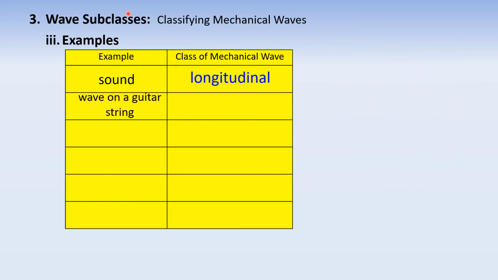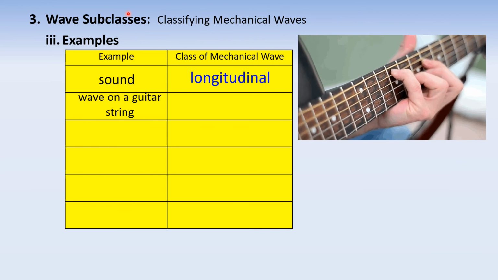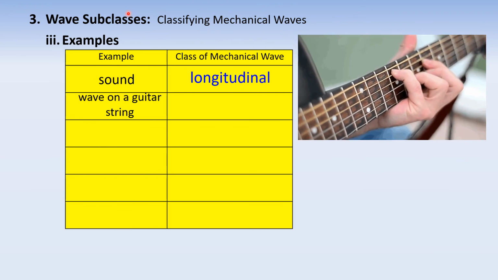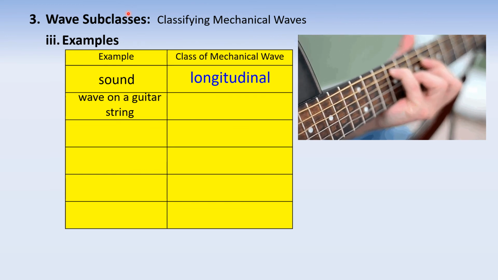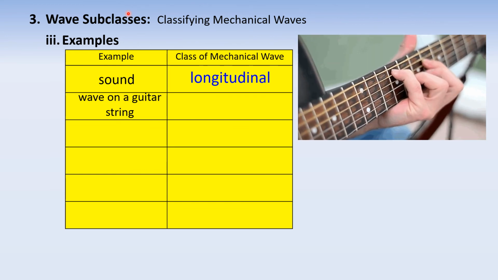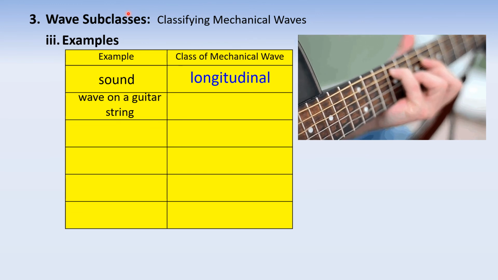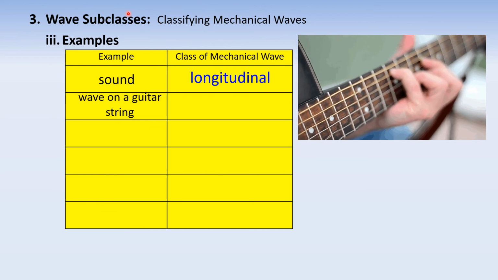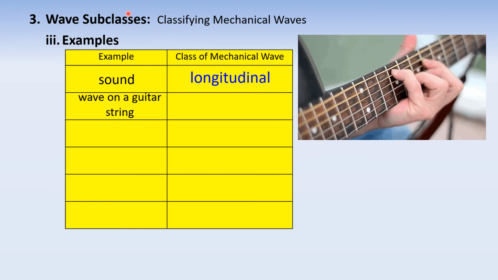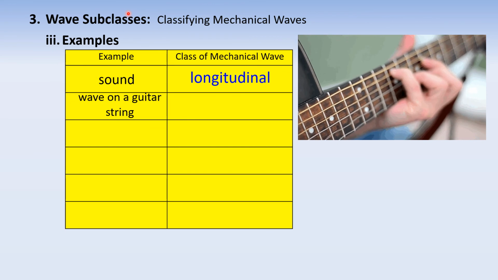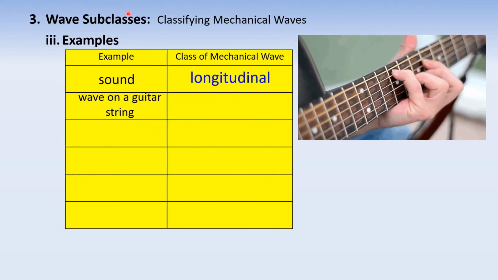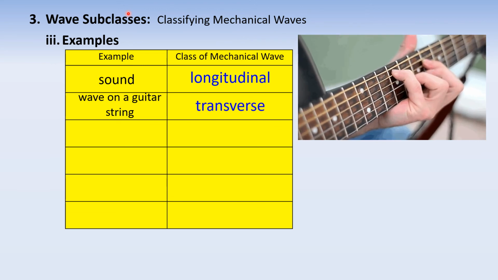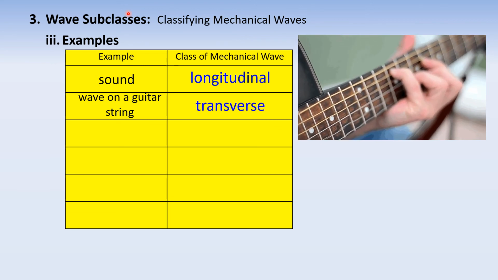What about a wave on a guitar string? As you can nicely see in this stroboscopic slow motion video clip, the wave in the guitar string travels along the string, along the length of the string. But if you take a look at how the particles in the string are oscillating, they're moving perpendicular to the length of the string, perpendicular to the direction that the wave and energy are traveling. That makes this an example of a transverse wave.